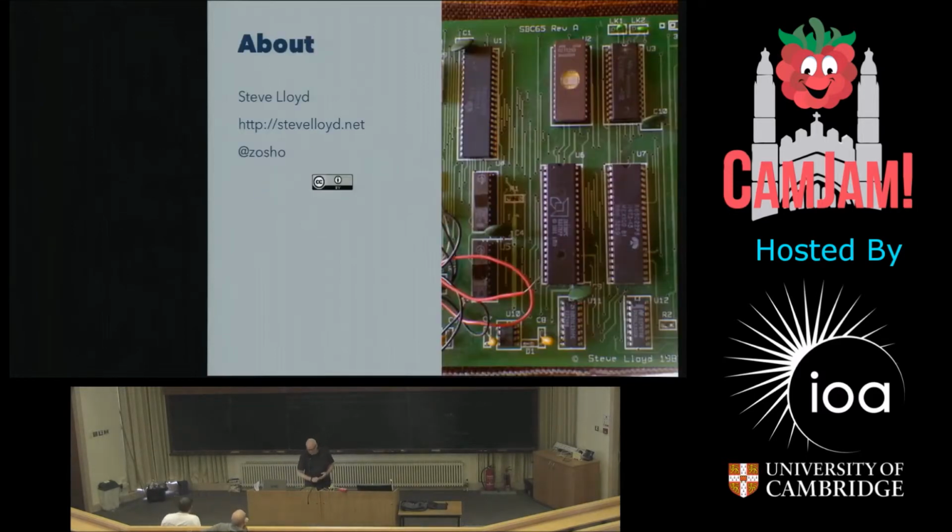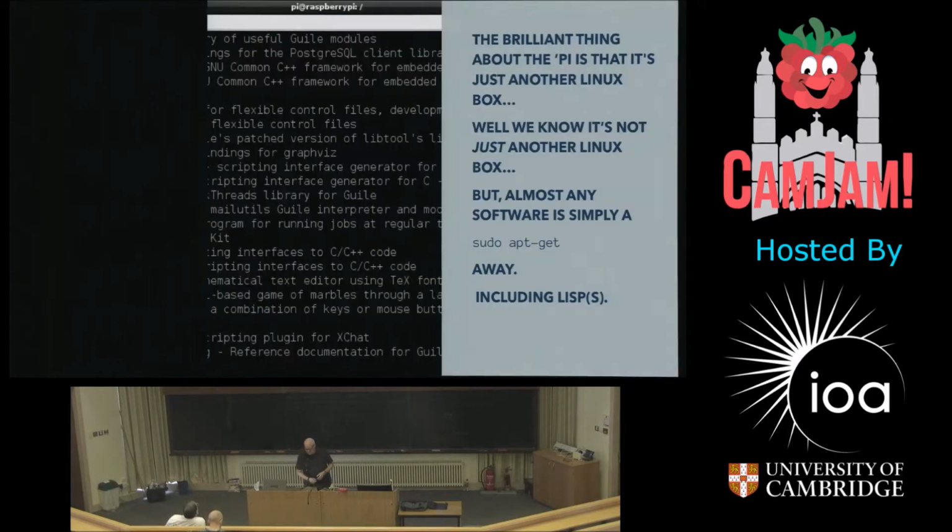So, a picture of some hardware. I quite like hardware. But the good thing about the Pi is that it's just a Linux box. You can install all sorts of stuff on there. You could spend the rest of your life installing stuff from the distribution. And one of the things you could perhaps install is a Lisp. Actually, not with sudo apt-get at the moment.